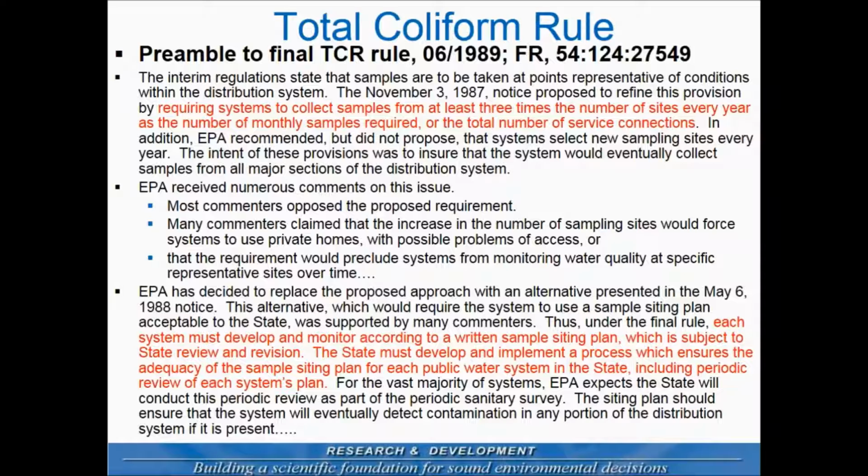And I call your attention to the top, where in the preamble to the 1989 TCR rule, EPA notes that in 1987, when they proposed to revise this provision by requiring systems to collect samples from at least 3 times the number of sites every year as the number of monthly samples required. So it was proposed to go collect samples at more sites than samples. And EPA received numerous comments on that issue.